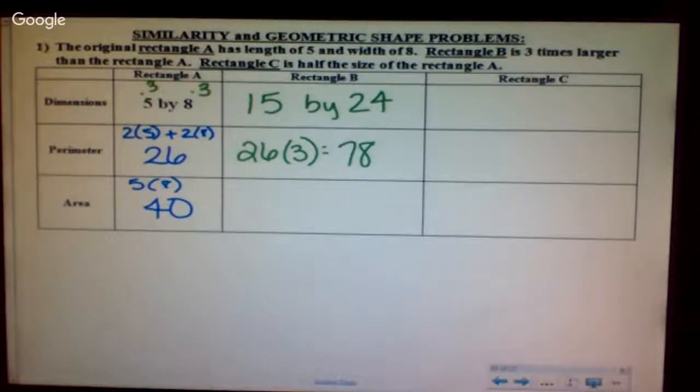The trick also works with area, but watch what I do. 26 times 3 squared. Why did I square it? Because it's area, and area is squared. If I was doing volume, I would multiply it by 3 cubed. So keep that in mind. You can still use the same trick. You just need to make sure if you're dealing with area, you square it, or if you're doing volume, you cube it. So what's the area? 234.